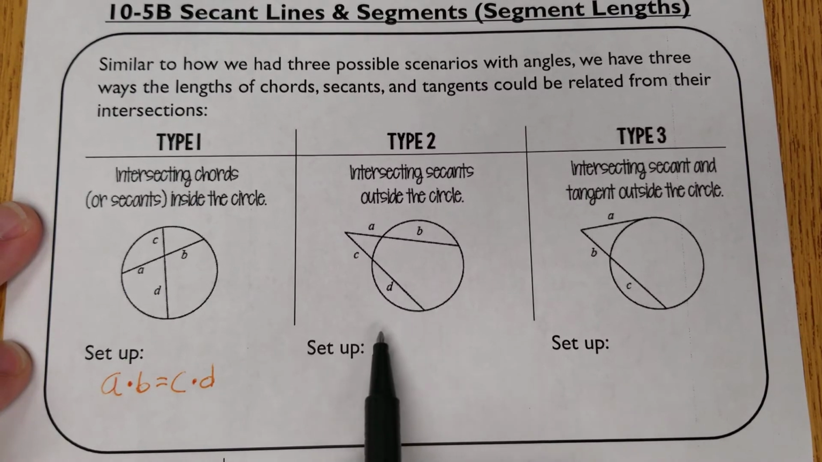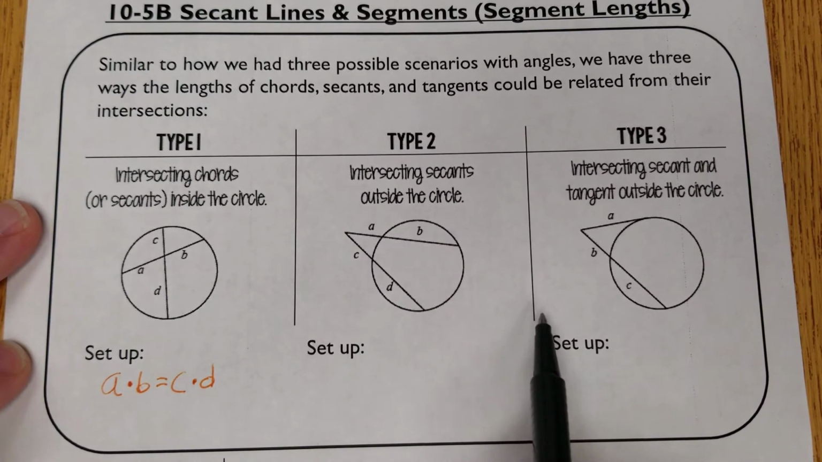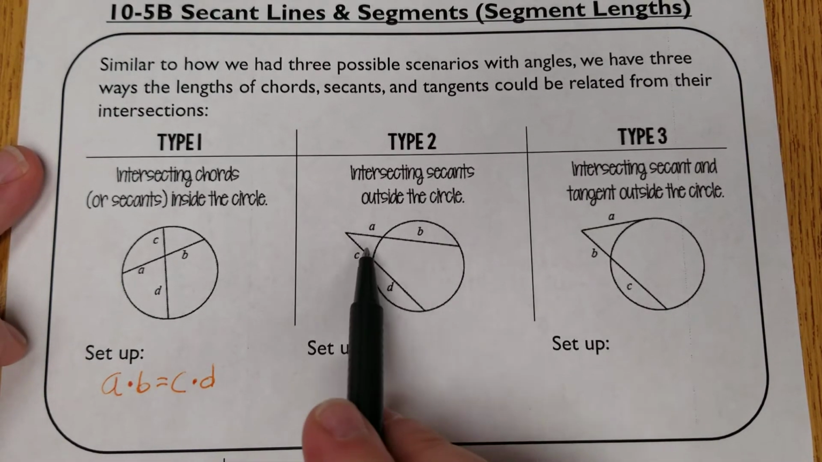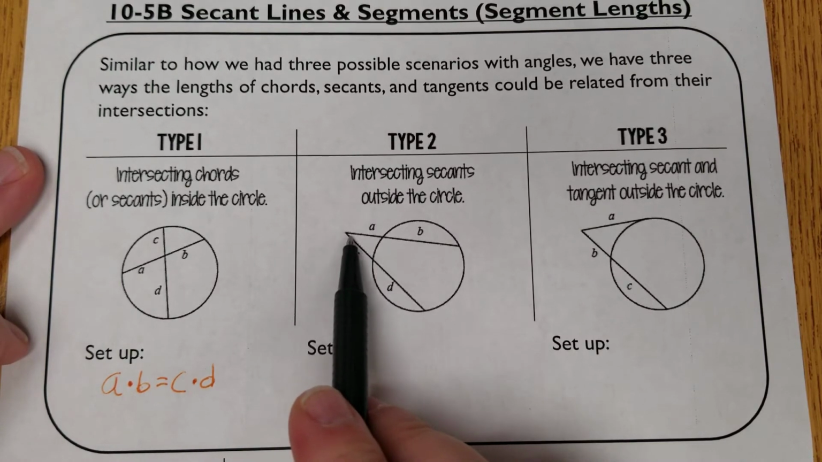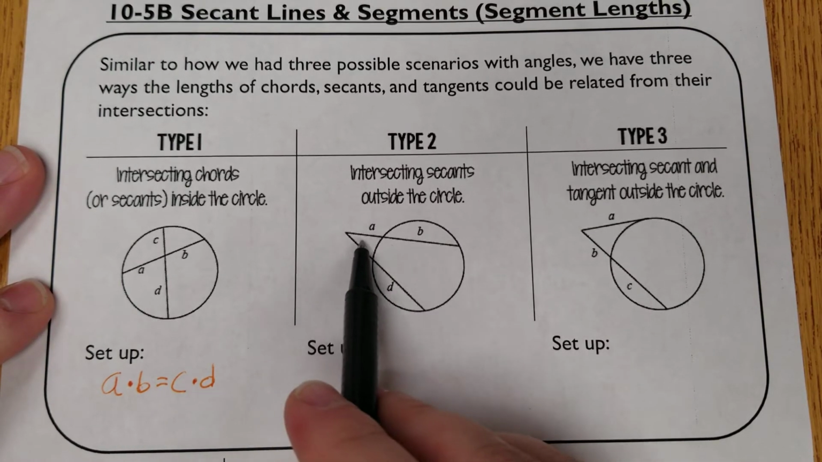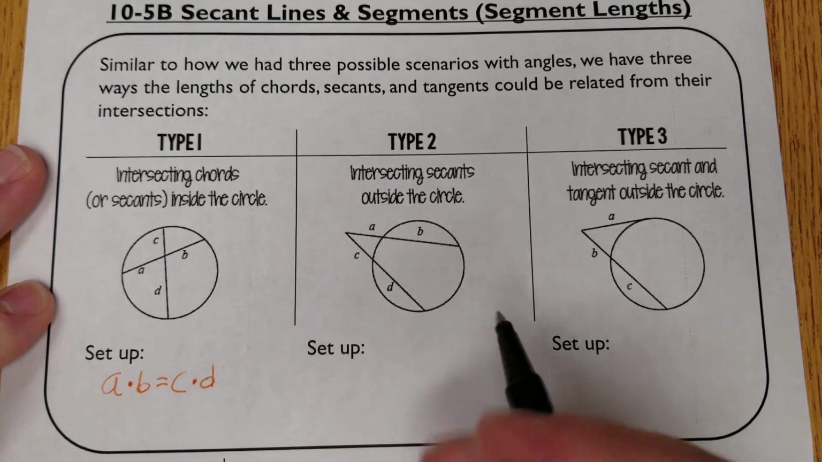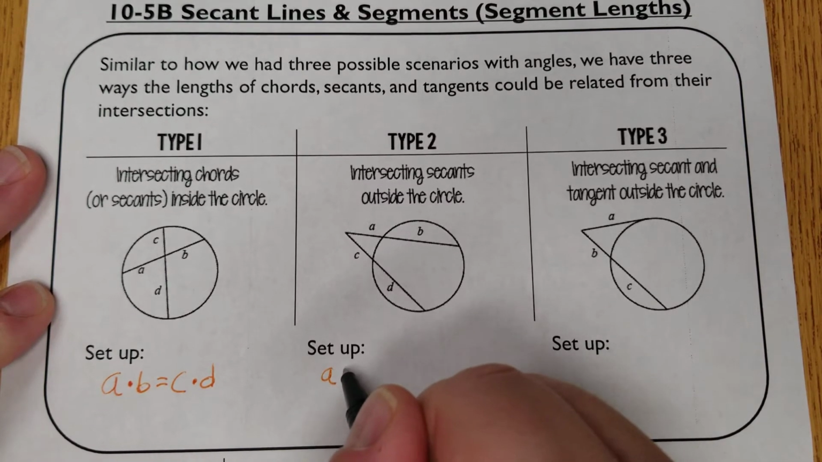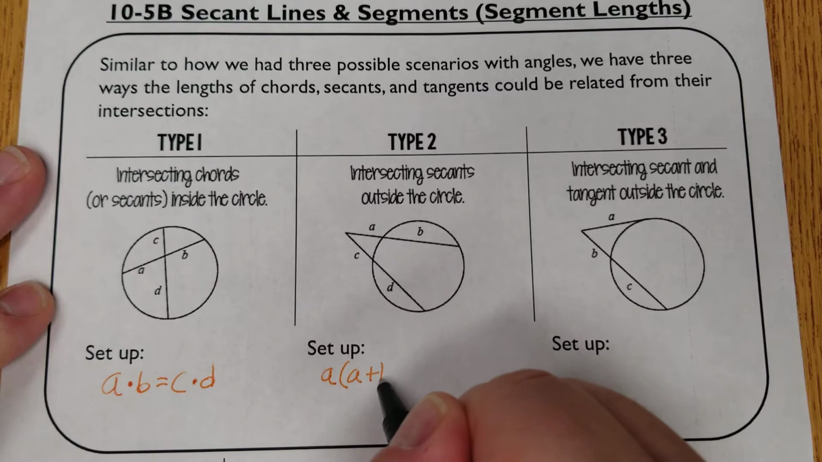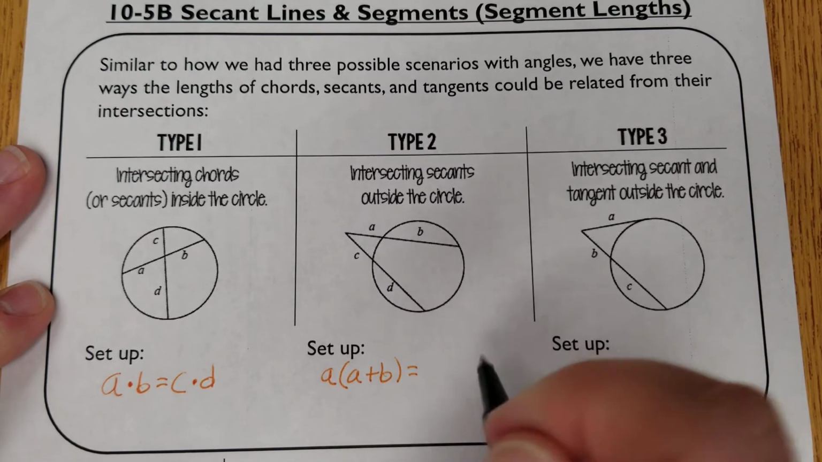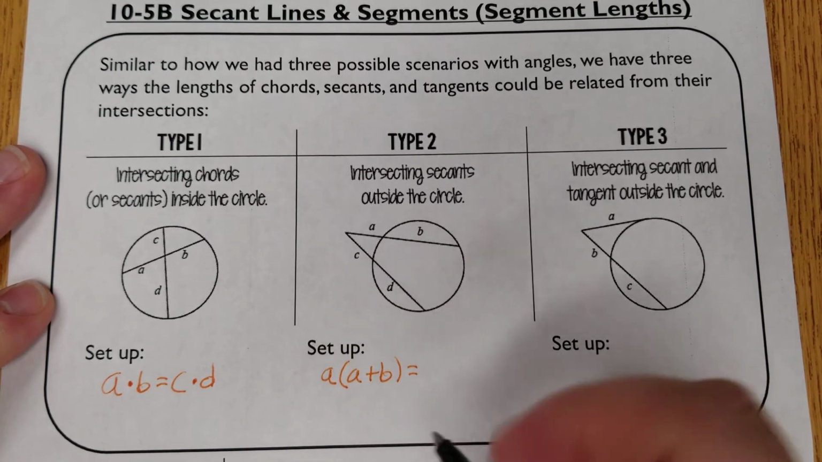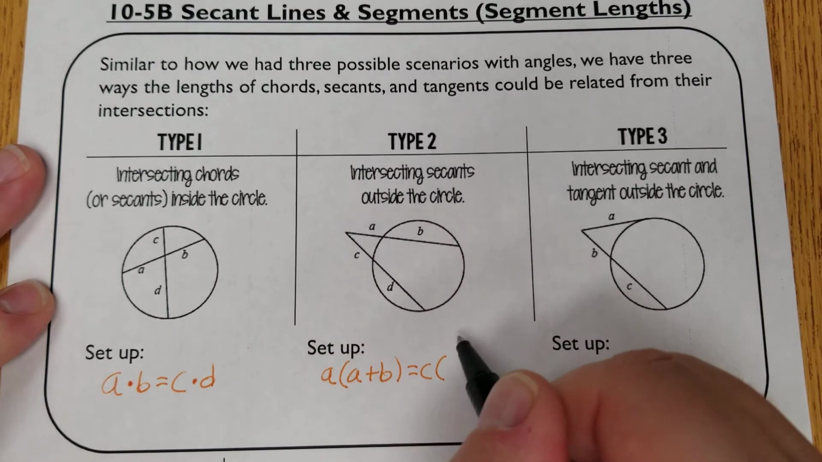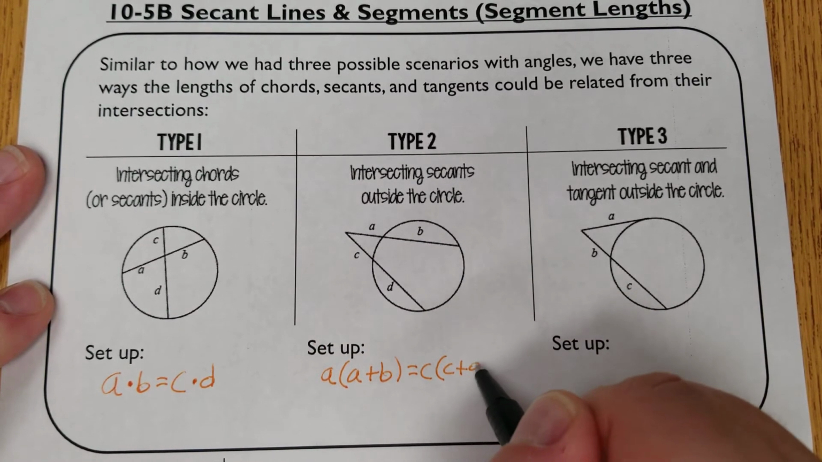For the ones that intersect outside the circle, we end up taking the outside portion times the length of the whole thing. So if we take this top one that's got A and B in it, A is the outside portion times the whole thing, A plus B, to be equal to C is the outside portion times the whole thing, C plus D.